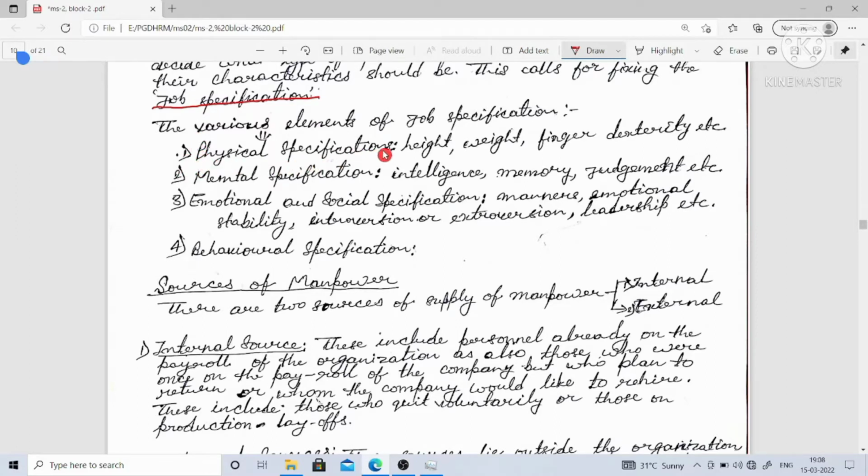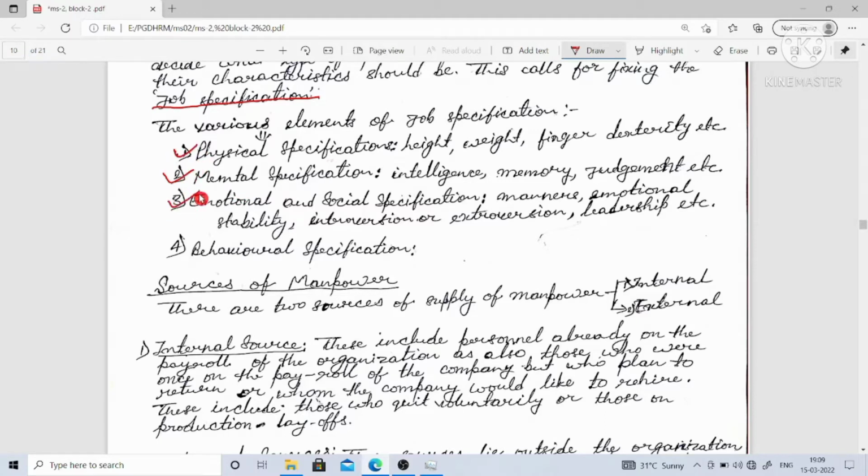Various elements of job specification are given. First, physical specification: height, weight, finger dexterity. Physical specification means what kind of people are required, what the height and weight should be, and how flexible their fingers should be. Second, mental specification: how intelligent they should be, their memory, meaning the capacity of memory of candidates, and the way they judge different things. So that is mental specification.